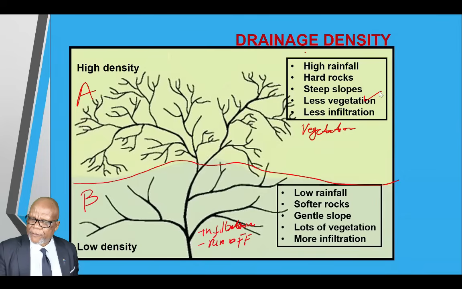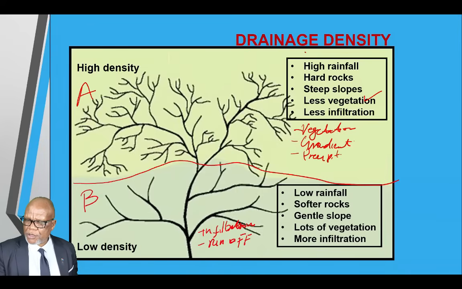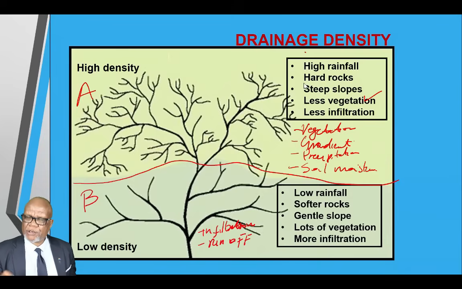Number two, we have gradient. We have precipitation, type of precipitation. We have soil moisture. Now, we've already accounted for vegetation. Now, let's look at soil moisture or type of soil.